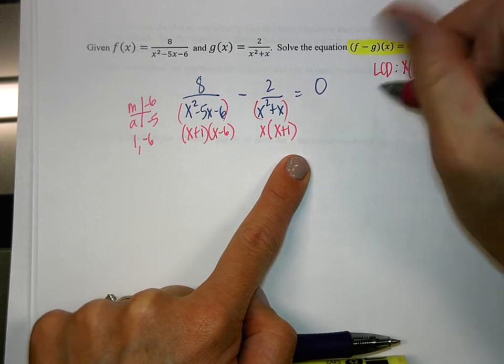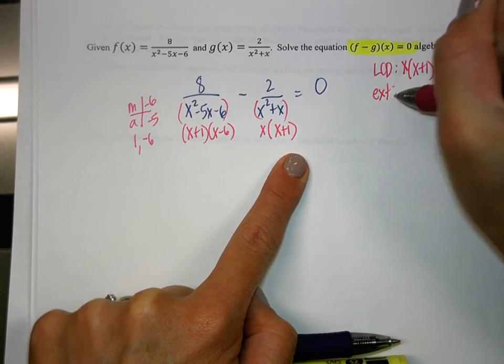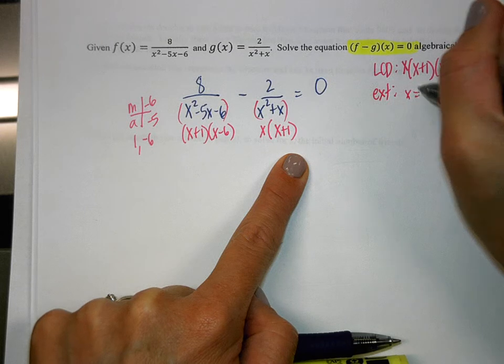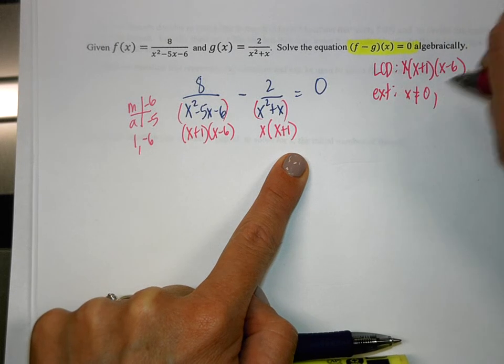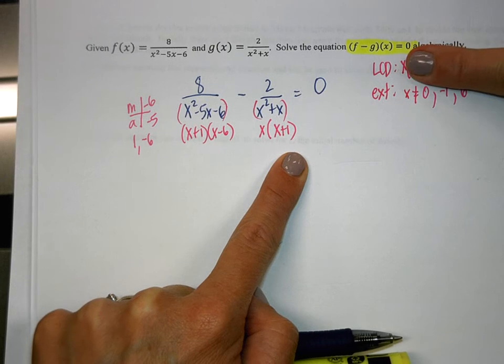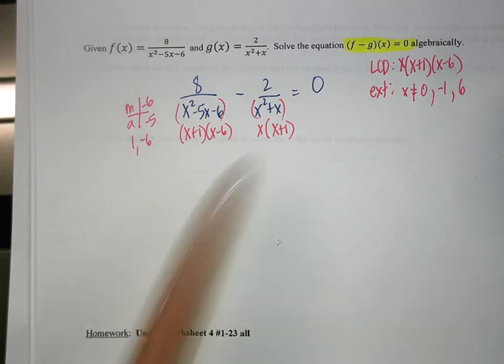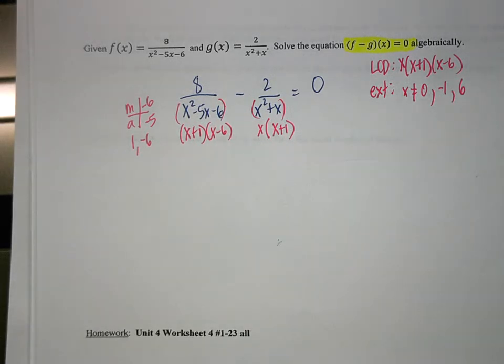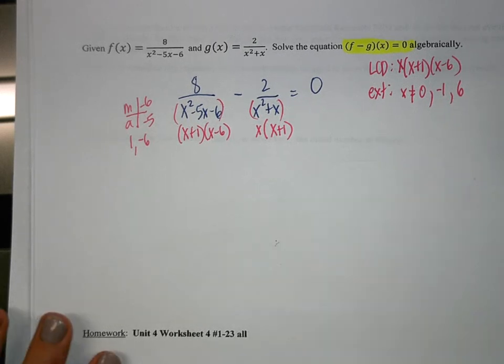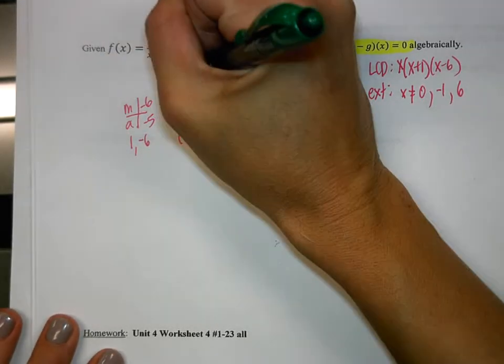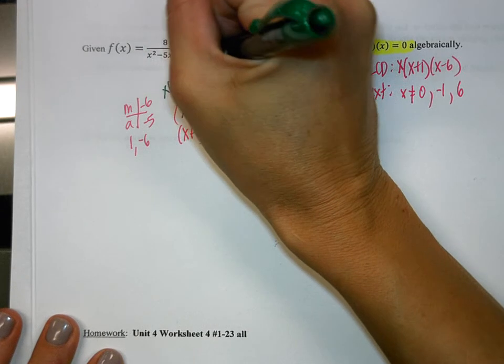What are your extraneous solutions for this one? 0, negative 1, and 6. Because x equals 0, that does make a solution. So remember, you're setting each of the factors equal to 0 to find the extraneous solutions. What would be your next step now? Multiply every term by x plus 1, x minus 6. So we're going to do this last part, and then we're going to stop on this problem.